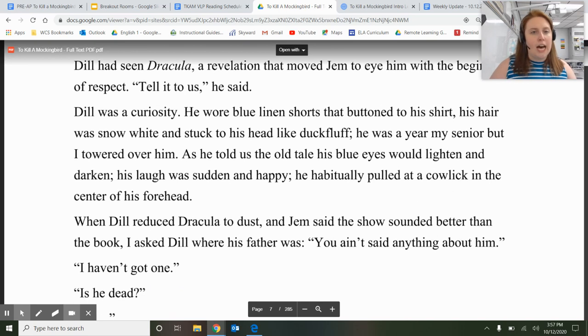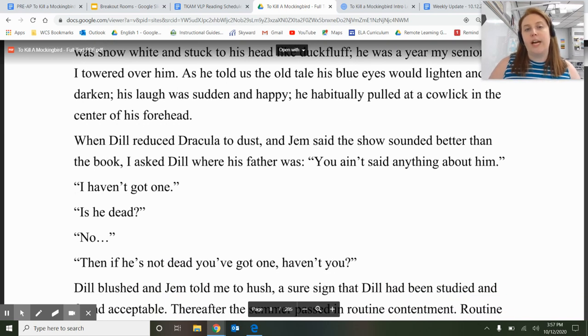Dill was a curiosity. He wore blue linen shorts that buttoned to his shirt. His hair was snow white and stuck to his head like duck fluff. He was a year my senior, but I towered over him. As he told us the old tale, his blue eyes would lighten and darken. His laugh was sudden and happy. He habitually pulled at the cowlick in the center of his forehead.